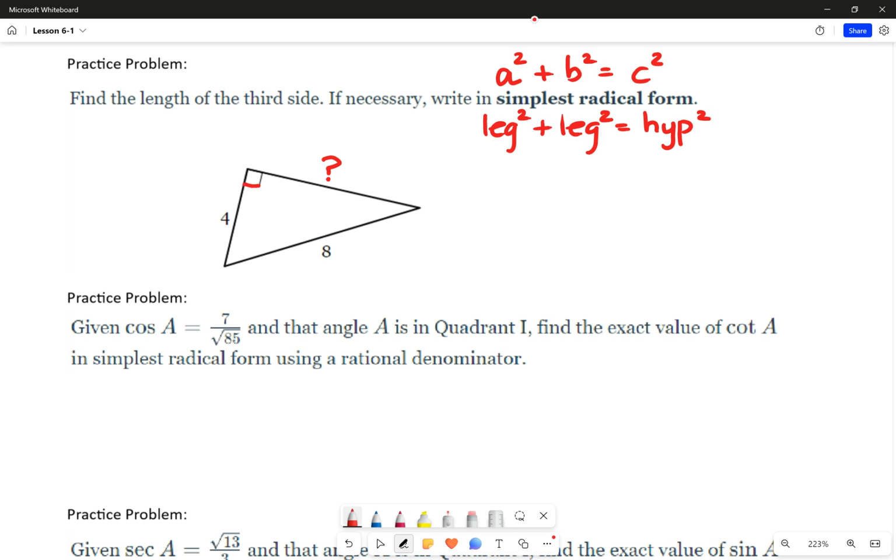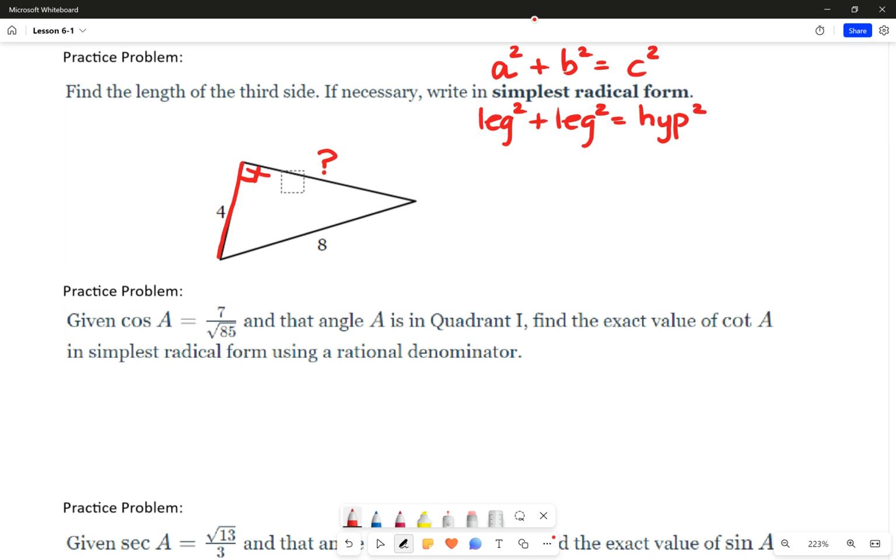So if this is my right angle right here, my legs have to be the ones that form that right angle. So this would be a leg and this would be a leg. All right? And the hypotenuse, as we've said before, is always across from the 90-degree angle. So I know that I was given a hypotenuse and a leg, and the leg that I'm missing is what I need to look for.